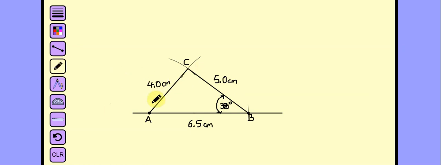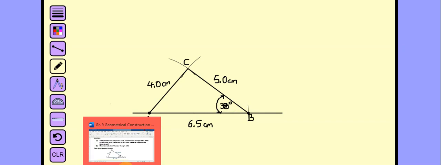Alright guys, so once again, our length AB is 6.5, AC is 4.0, and BC is 5.0 centimeters. And our angle ABC should work out to give us approximately 38 degrees. Alright, so let me just correct myself, 38 degrees.